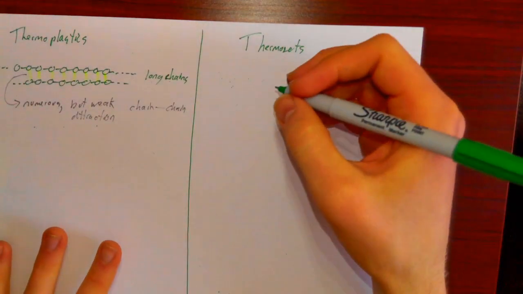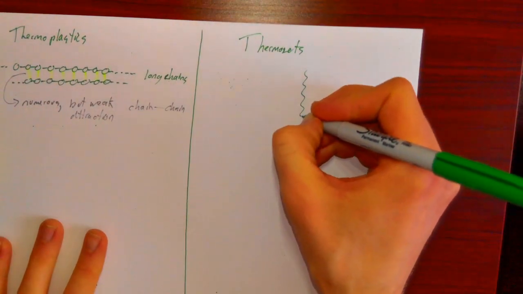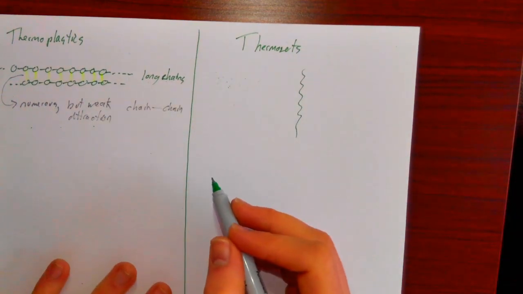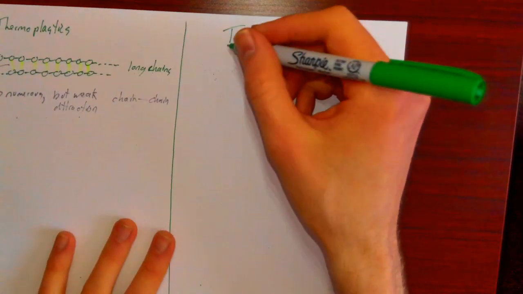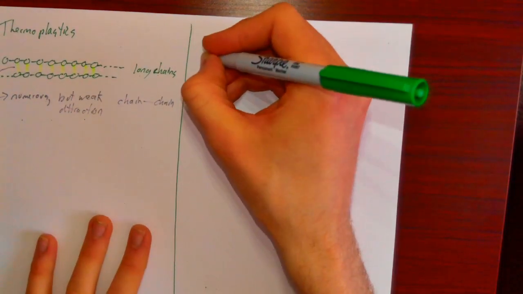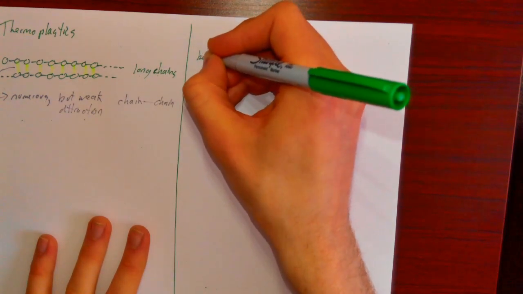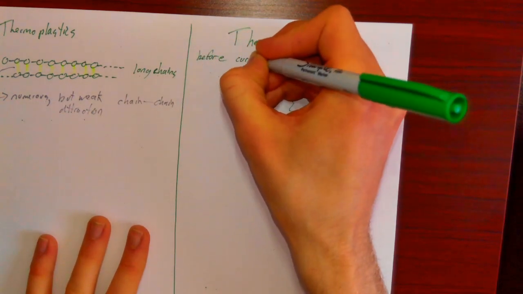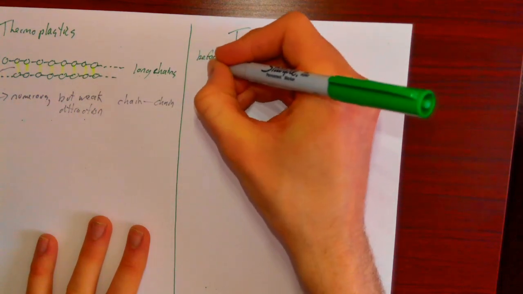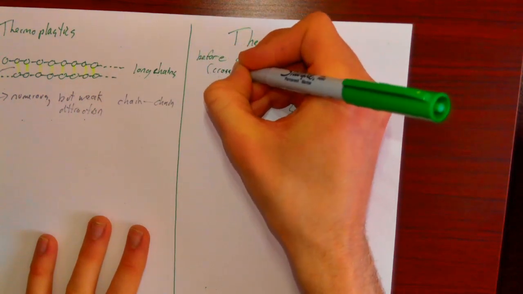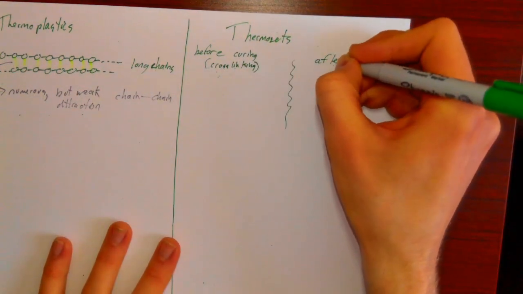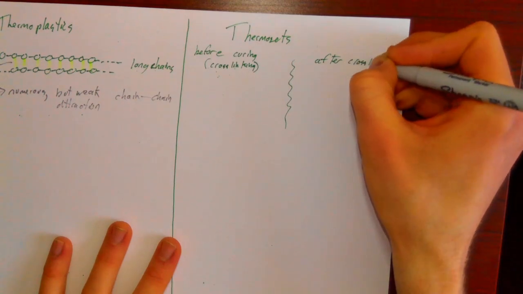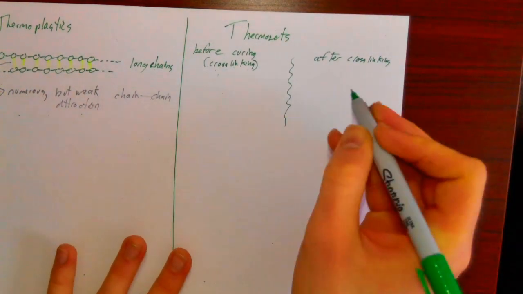Thermosets are different in that there's two possible states a thermoset can be in, or two situations. One situation is before curing, or before cross-linking. And after cross-linking. And you basically have two different situations.